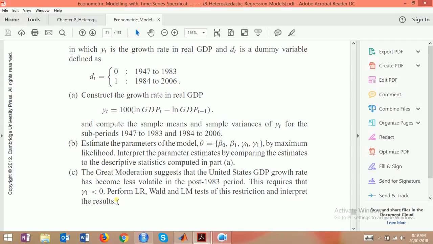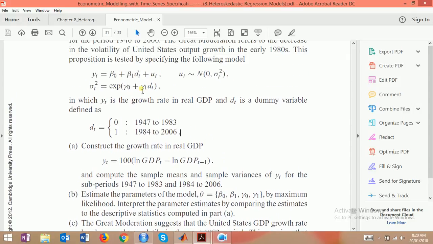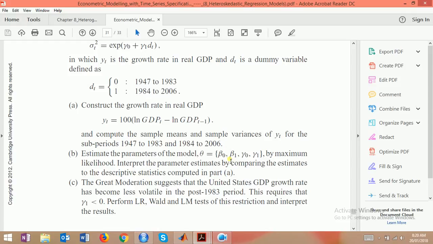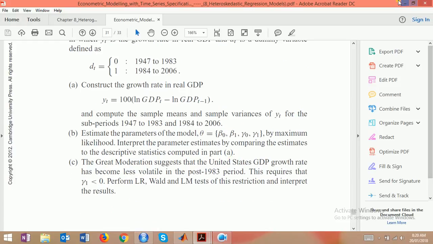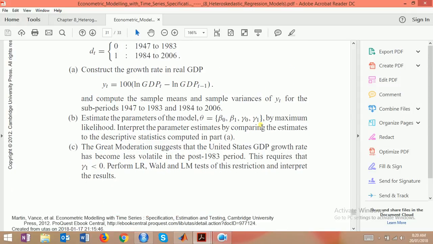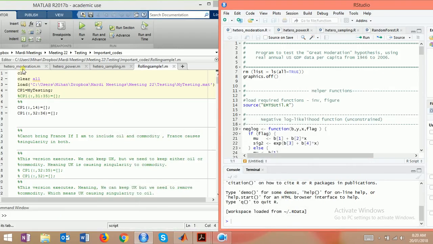This is the second challenge, right? Gamma 1 is less than 0 because the volatility has decreased significantly for the rest of the period, which goes to negative. So, the great moderation, is there anything there? Is beta 1 0 or not? Let's see how this problem looks.